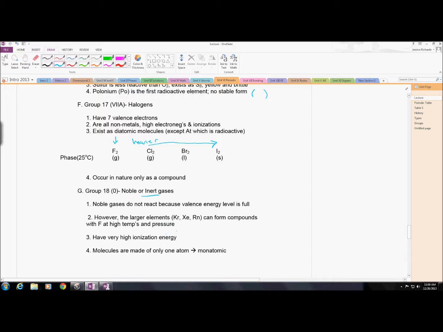They have extremely high ionization energies because having those full valence energy levels is the most stable, so it takes a lot of energy to get any of those electrons off. That's why you need the high temperatures and pressures to get them to react.